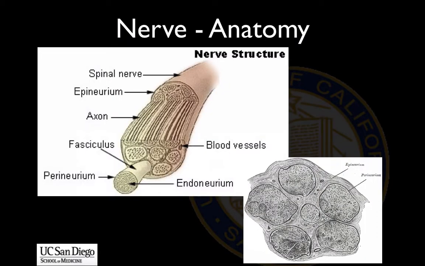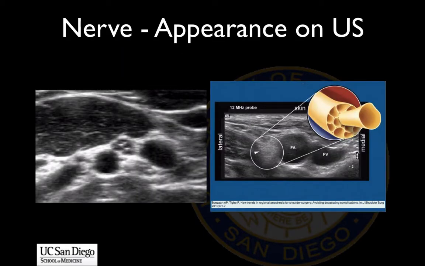A nerve bundle consists of surrounding epineurium, which contains axonal bundles within. The axonal bundles are referred to as fascicles, and they are separated by connective tissue. Axons are composed of mostly water and therefore can appear as black dots in the transverse axis. The remainder of the nerve bundle typically has a more hyperechoic appearance when imaged properly at a perpendicular angle.